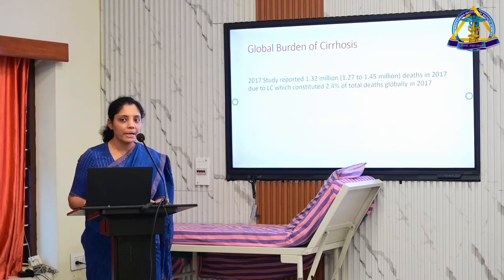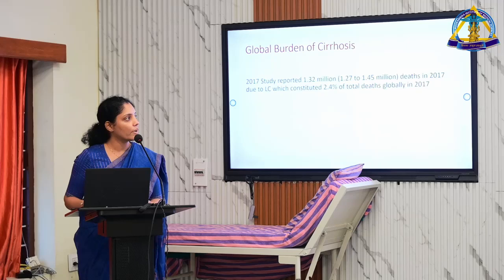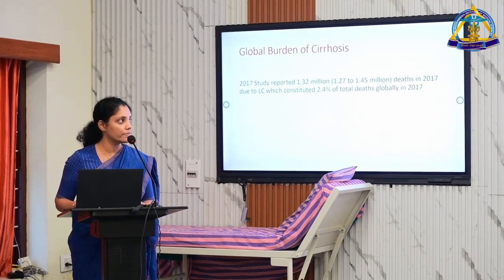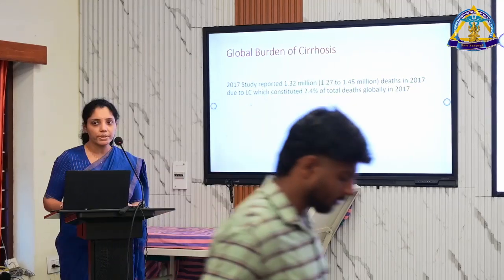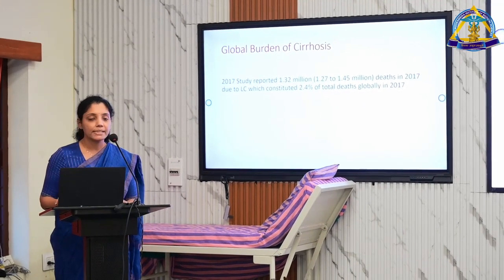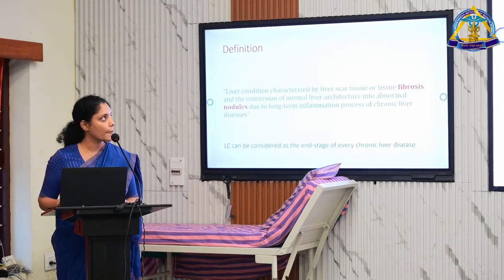So, what's the global burden of cirrhosis? Why are we so concerned? A study reported that there were 1.32 million deaths in the year 2017 due to liver cirrhosis, and that constituted 2.4% of the total deaths globally. And it's supposed to be the 12th leading cause of death according to the US data.